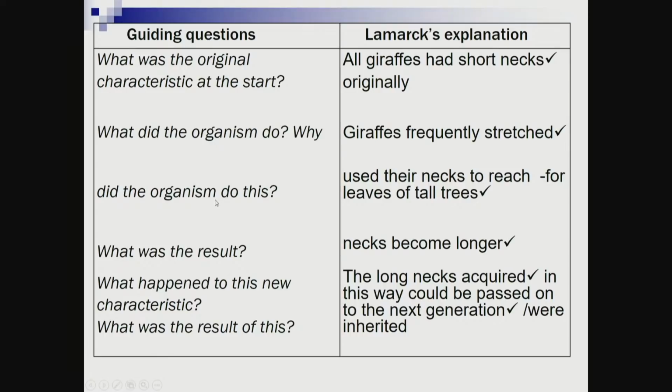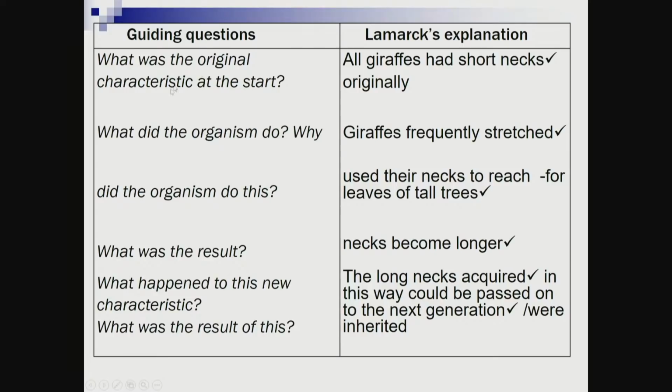So they prevent inhaling the coronavirus. What was the result? They start to grow a mask on their face. What happens to this characteristic? Babies that were born after 2023 were born with a mask on, and that is according to Lamarck.